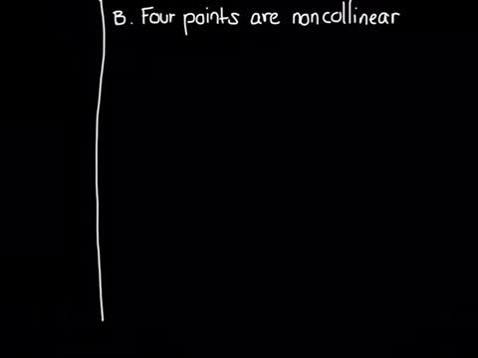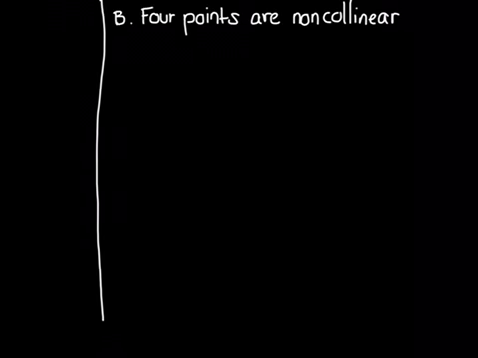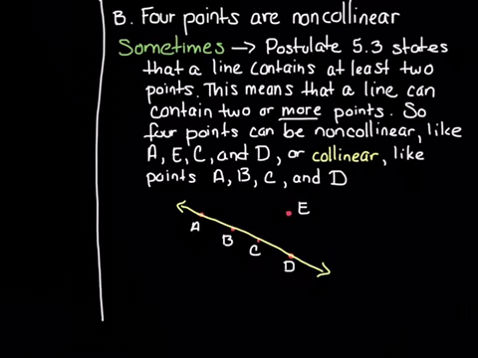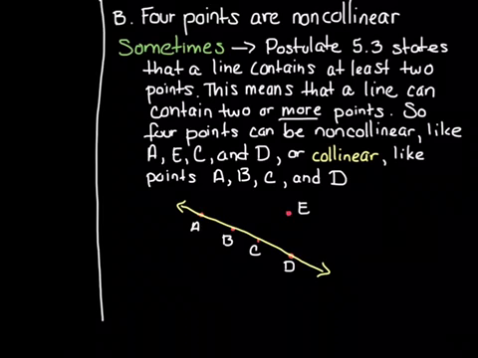4 points are non-collinear, so they all are not on the same line. Is this always, sometimes, or never true? Okay, hopefully you said sometimes. Postulate 5.3 states that a line contains at least 2 points. This means that a line can contain 2 or more points. So 4 points can be non-collinear, like A, E, C, and D. A, E, C, and D are not on the same line, so they're non-collinear. Or they can be collinear, like points A, B, C, and D. Okay, so this is sometimes true.